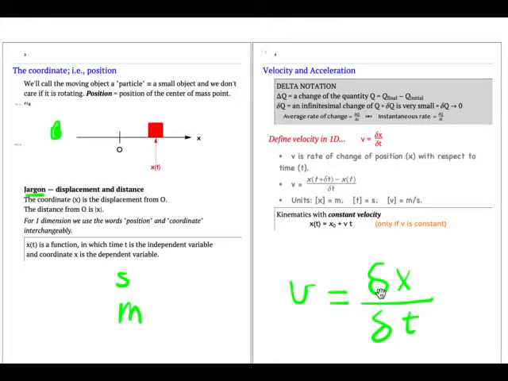Now, throughout the course, we're going to be using delta notation. So here's the delta notation. Suppose we have some quantity which can vary. Then capital delta of Q means a change of that quantity. You have some initial value, Q initial, some final value, Q final. Q final minus Q initial is the change from the initial value to the final value. We'll denote that by delta Q. It's the change of Q.